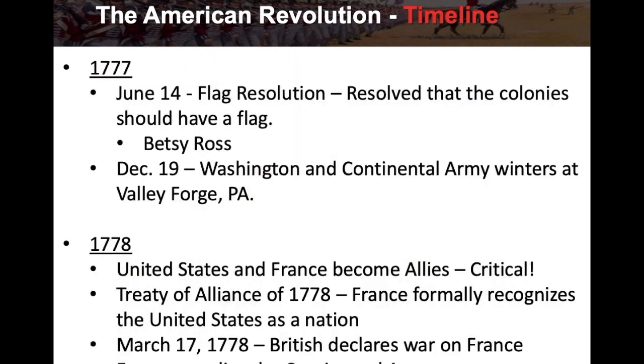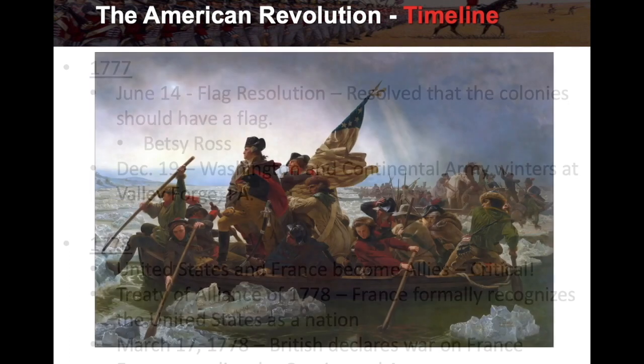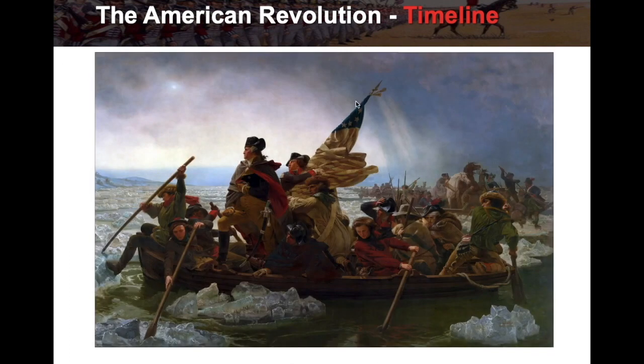June 14th, 1777, the flag resolution is passed, and that resolved that the colonies should have one flag. So before it was the British flag. Well, now that they're having a revolution against the British, they want to have their own flag. Betsy Ross is commissioned to design and sew the first flag, and there are 13 stripes, red and white. There's the field of blue, and then a circle of 13 stars. The previous picture, you can kind of see it in that painting.